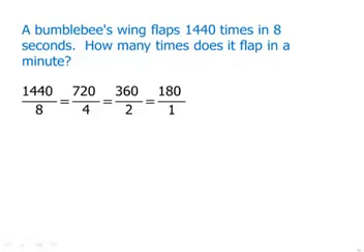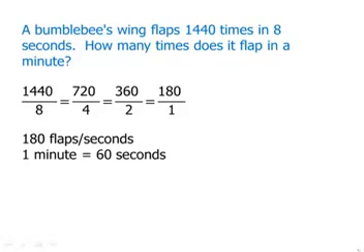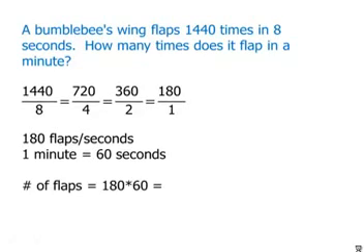Well, we want the flaps in a minute. So clearly, what we're going to have to do is multiply by 60 seconds, because there are 60 seconds in a minute. So the total number of flaps is going to be 180 times 60. We don't actually need a calculator for this. Let's think about this. Let's drop those zeros and make things a bit simpler.